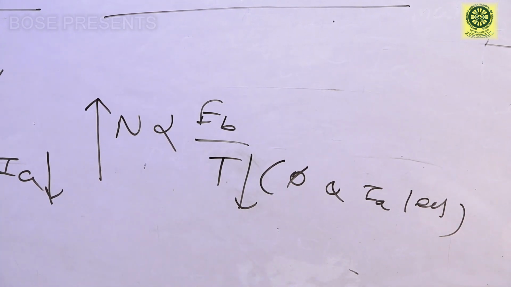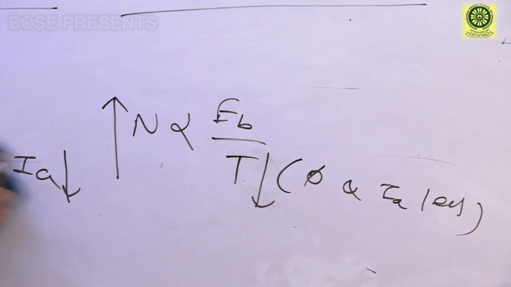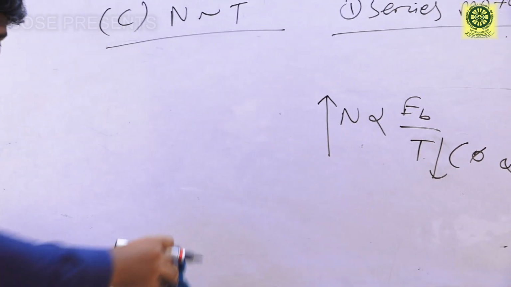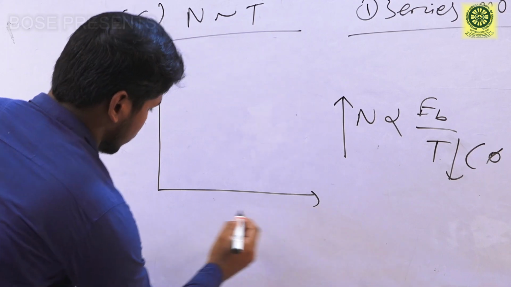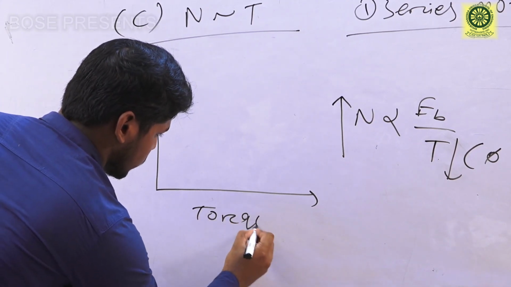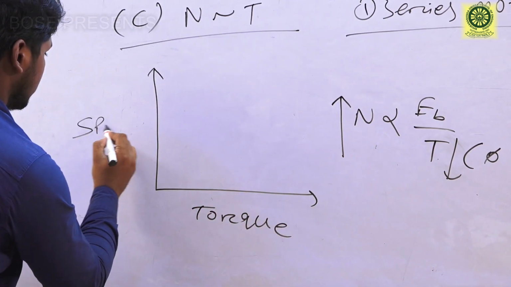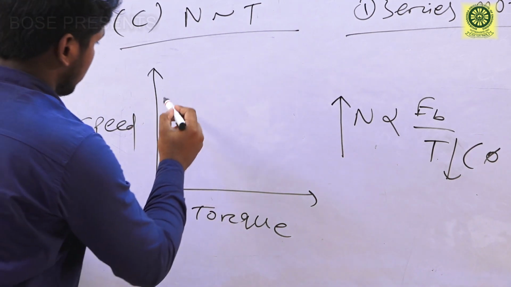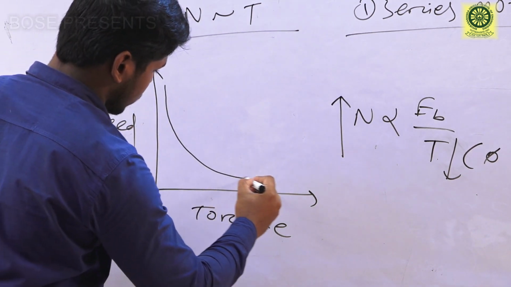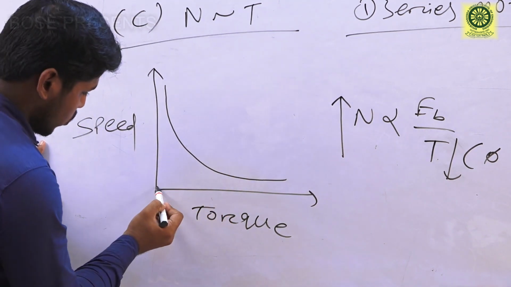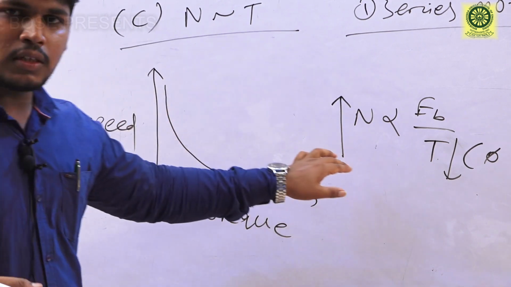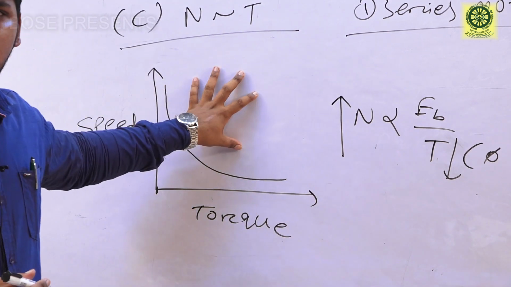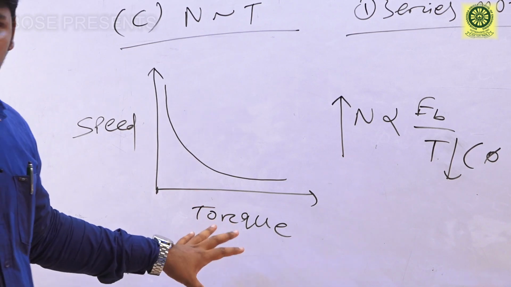And if we draw the characteristic, this is the torque, this is the speed. It will also be like that. At lower torque the speed is high, and as the torque is increased the speed is decreased. This is the characteristic between the speed and torque.